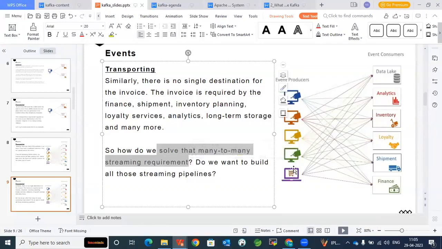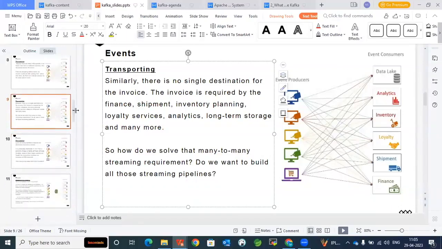So how do we solve that many-to-many streaming requirement? From the many producers to the many consumers, how do we stream the events? Again, a stream of events is nothing but what? Events generated one after the other over a period of time is called a stream of events. So how can we distribute those streams of events from the many POS terminals to the many consumers, like inventory, analytics, shipment, loyalty, finance, and data lake? How can we transport the events? So that is the problem.